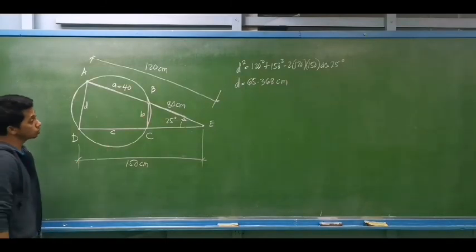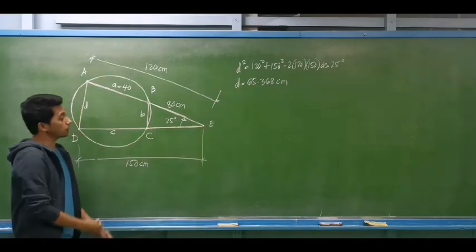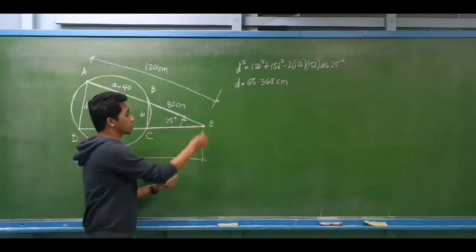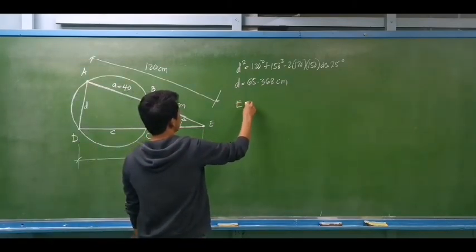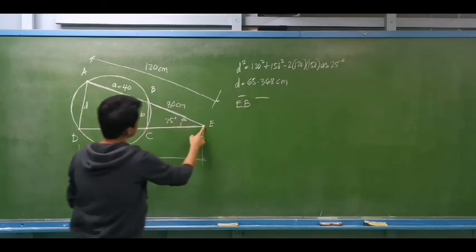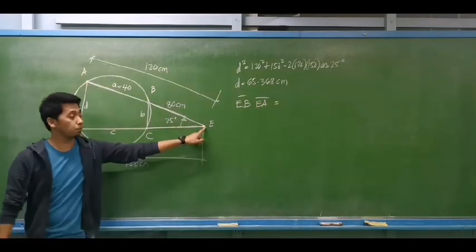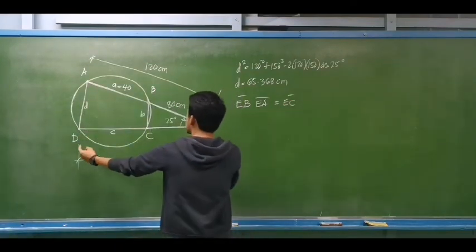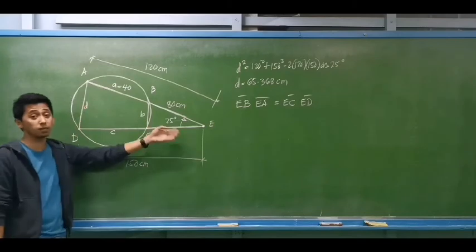So, paano natin kukunin yung side C? Supposedly, alam natin yung distance from C to E. Kaya lang, wala. Gamitan natin ang second theorem. Para hindi tayo malito, ang sabi ko sa inyo a while ago, magsimula tayo sa labas. So, distance E to B, multiplied by distance E to A, is equal to distance E to C multiplied by distance E to D. So that is the second theorem.